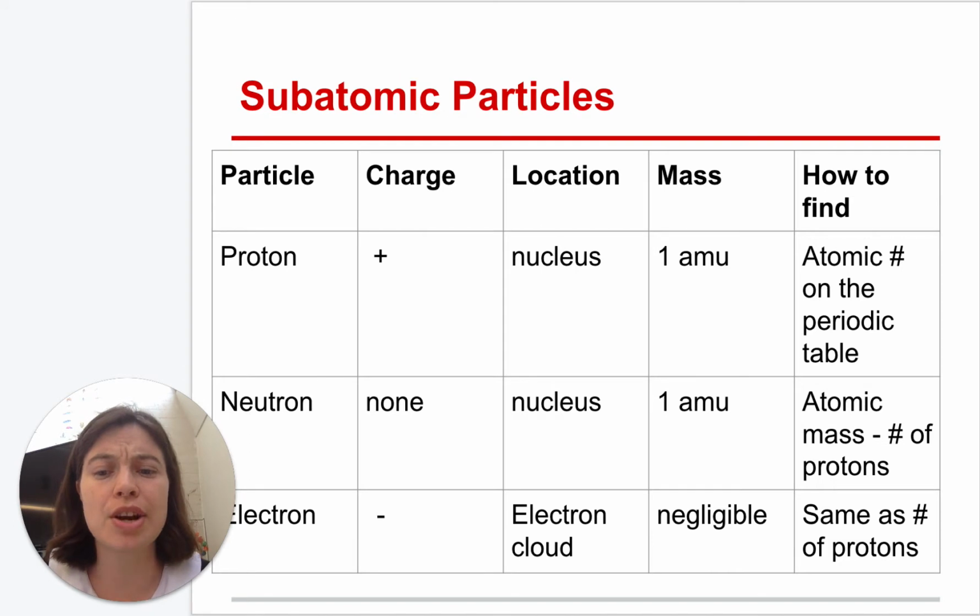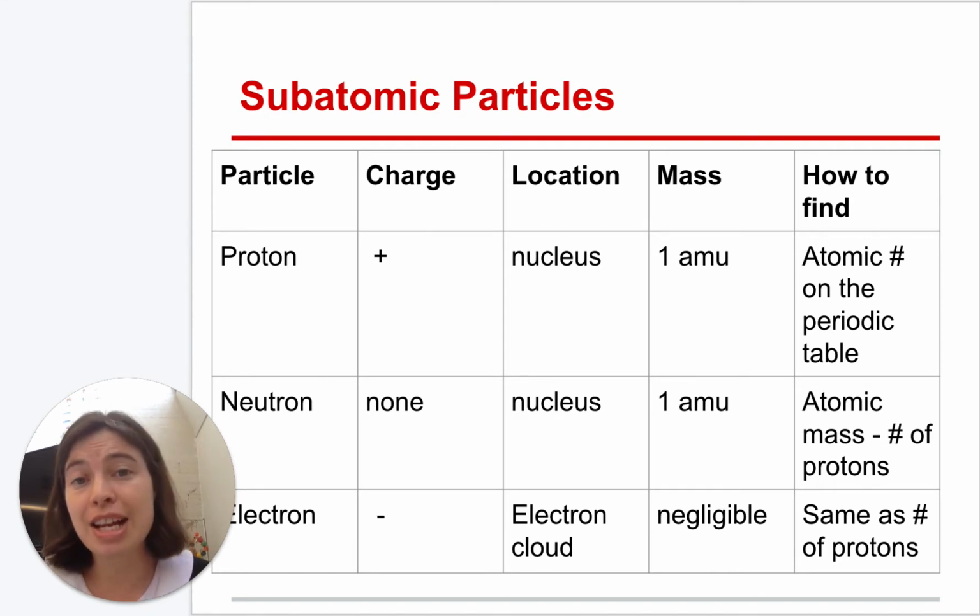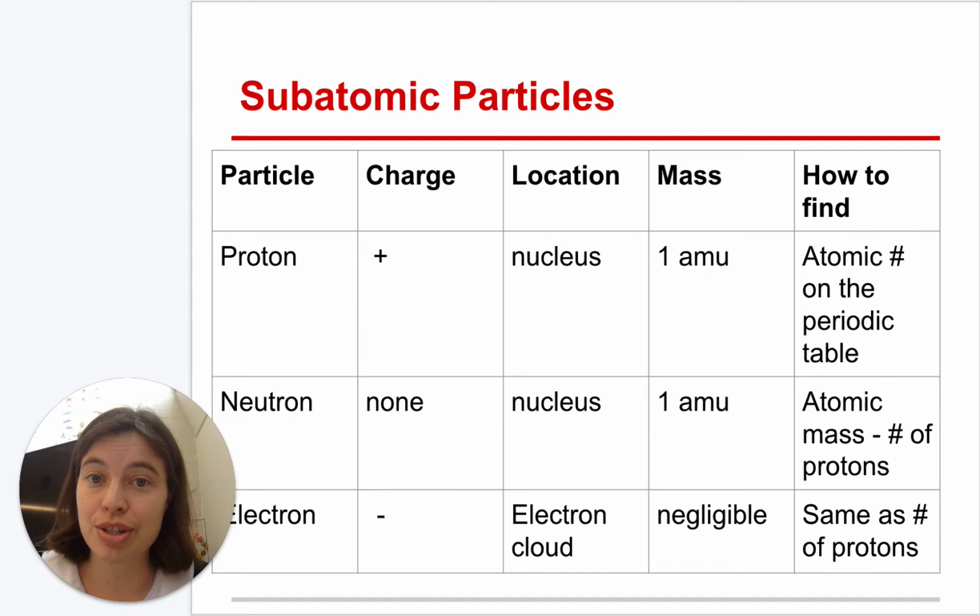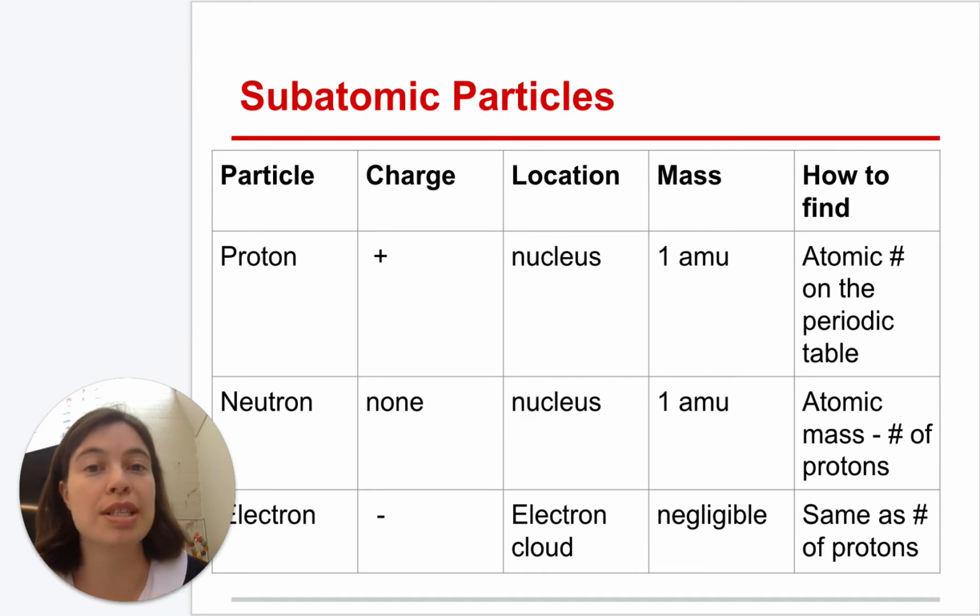So before we get started, let's do a little bit of review. I'd actually like you to pull out your notes and copy this table down into them. We have three subatomic particles that we really care about for chemistry: protons, neutrons, and electrons. Now, protons are positively charged. You can think of a proton as having a charge of +1. Electrons are negatively charged. You can think of an electron as having a charge of -1. And neutrons are neutral. They have no charge. You can think of a neutron as having a charge of 0.